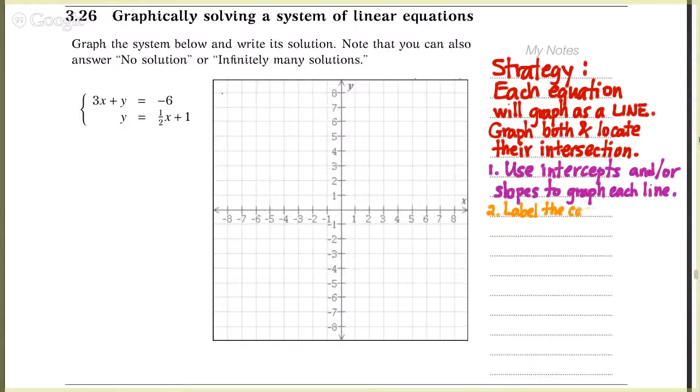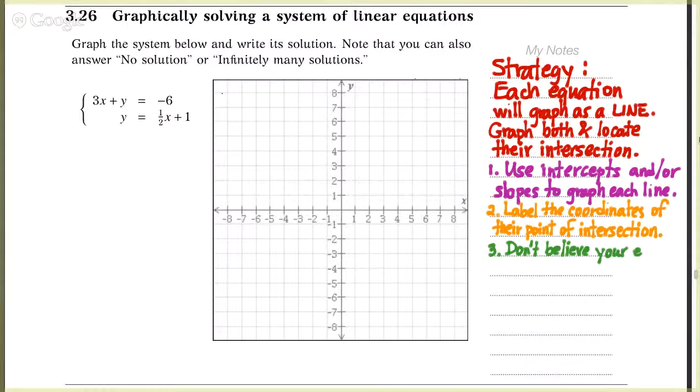Once we've graphed each one of those lines, we should be able to tell, hopefully if our graph paper is big enough, whether or not they intersect in a single point. If they do, then we're going to label the coordinates of that point of intersection, and that's going to be our candidate for a solution to this system of two equations and two unknowns.